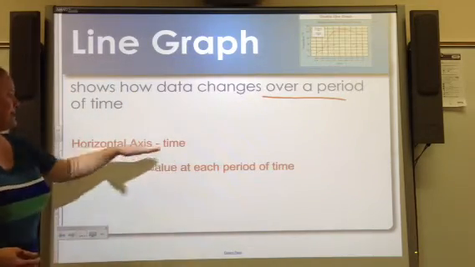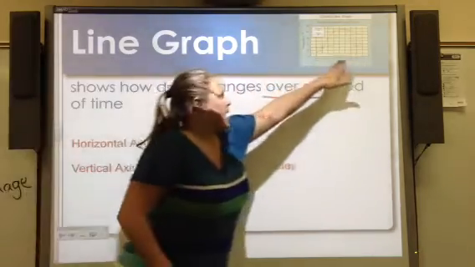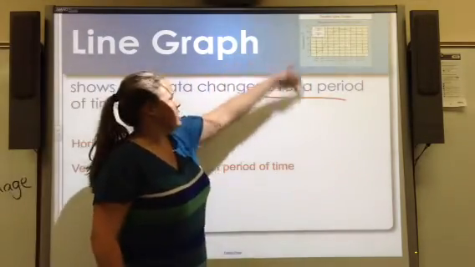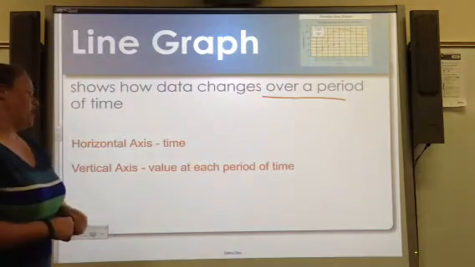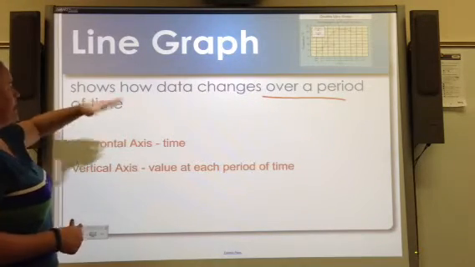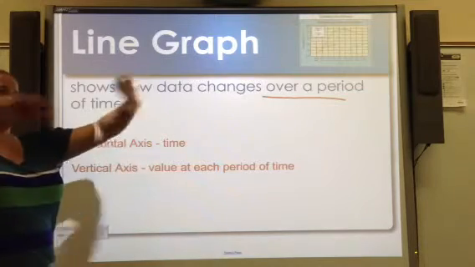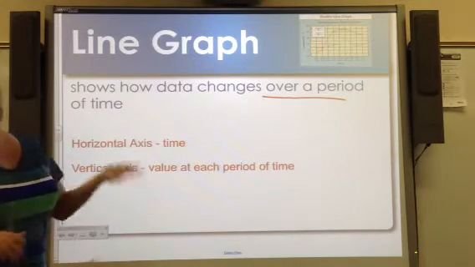The horizontal axis is going to be the time frame, and your vertical axis is the value of each time period. So the value of each time period. And again, very important, changes over time. Like temperature over time, or price over time.